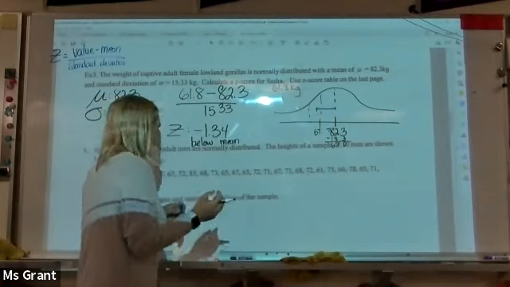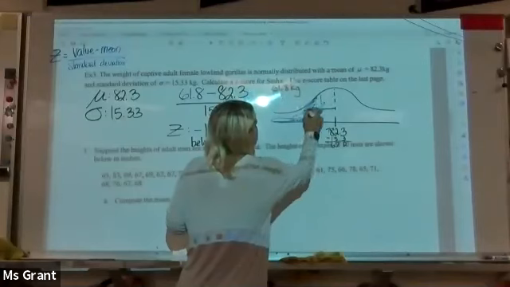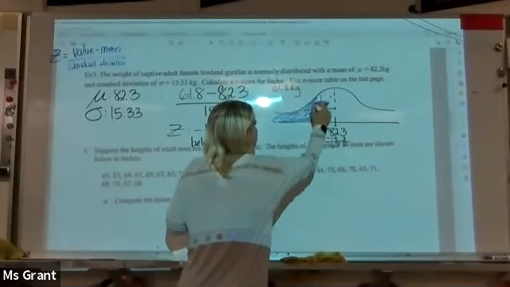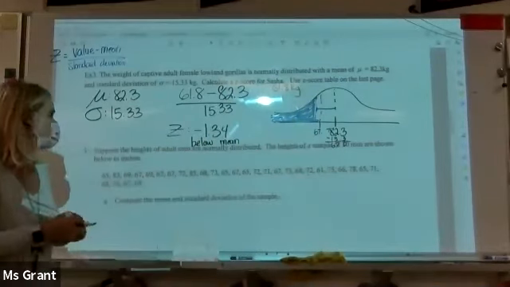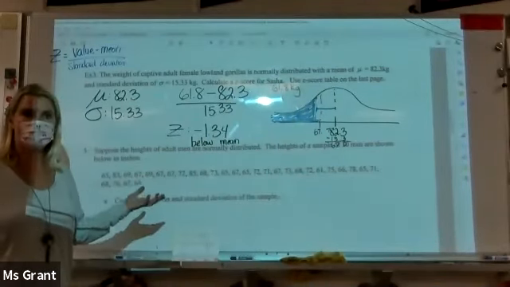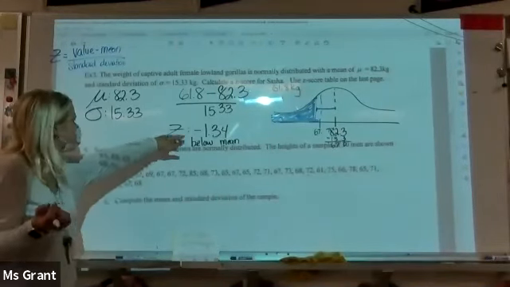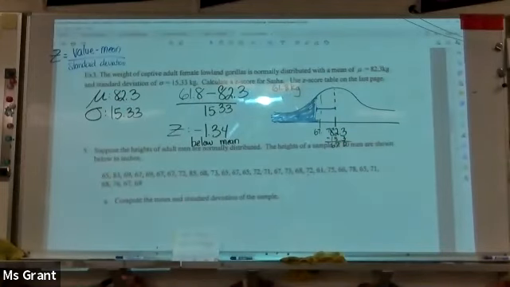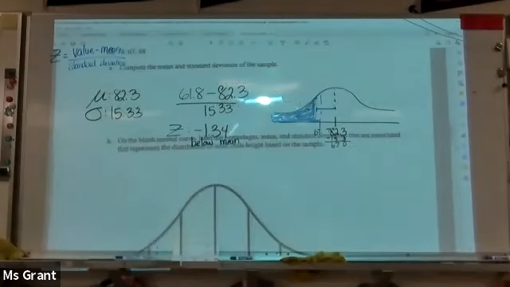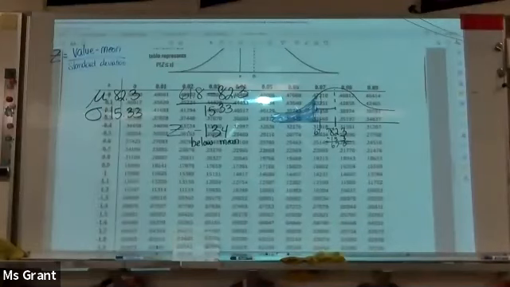So what does that mean? All of this is the gorillas below her. What's that going to be? Let's find out. How many gorillas are below her? I'm going to go to my table. I use my negative Z chart because my negative Z chart is where I'm going to find negative 1.34. Go to your negative Z score chart. Negative 1.34.